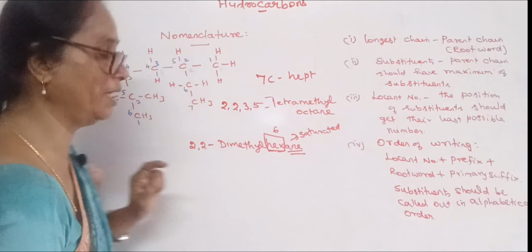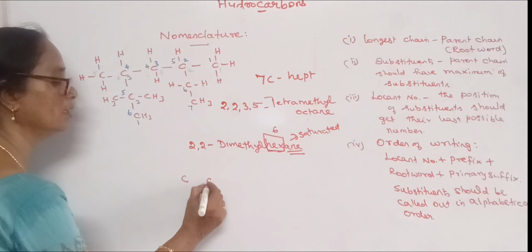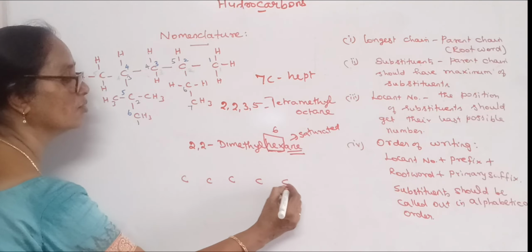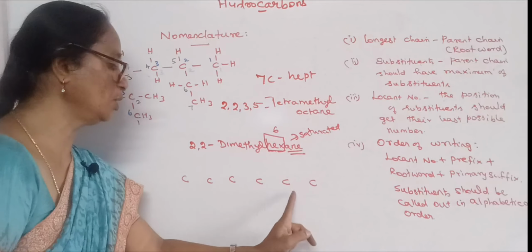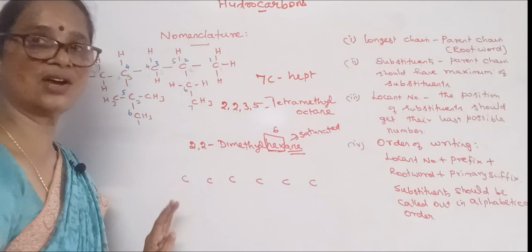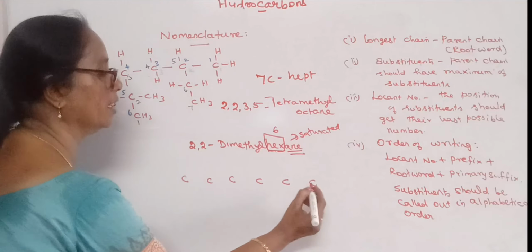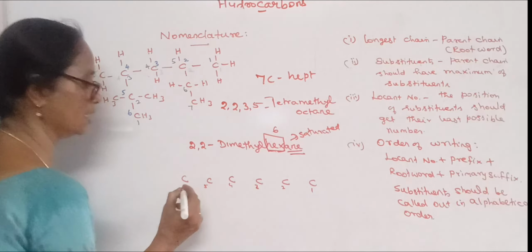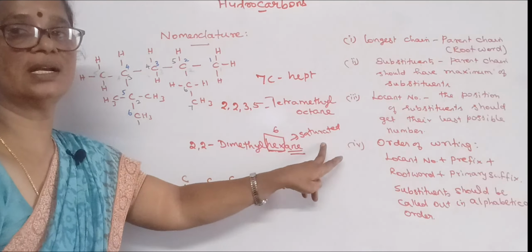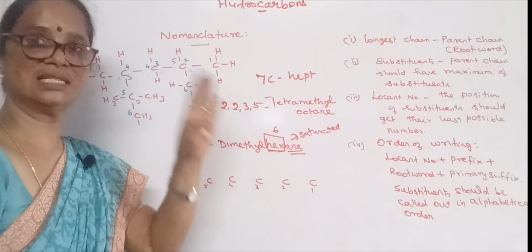6 carbon should be in a chain. So I should make 1, 2, 3, 4, 5, 6, or 1, 2, 3, 4, 5, 6. In either direction, I can write the numbering. So 1, 2, 3, 4, 5, 6. And these are saturated, so all the carbon should have a single bond.